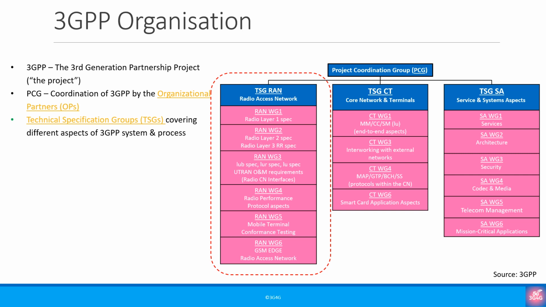RAN4 is responsible for radio performance and protocol aspects. RAN5 is responsible for mobile terminal conformance testing. RAN6 was responsible for GSM and Edge RAN, but it is no longer active as there are no 2G RAN changes.